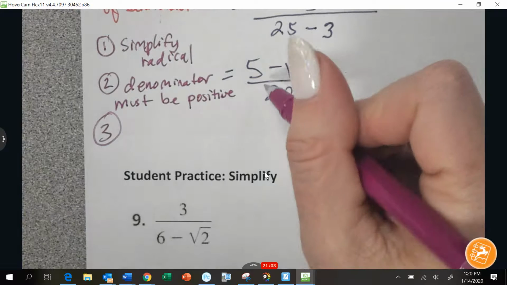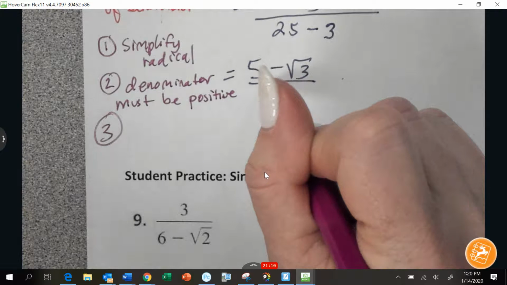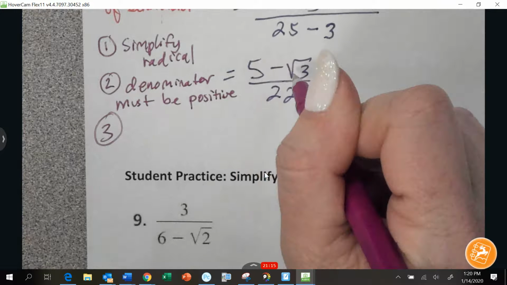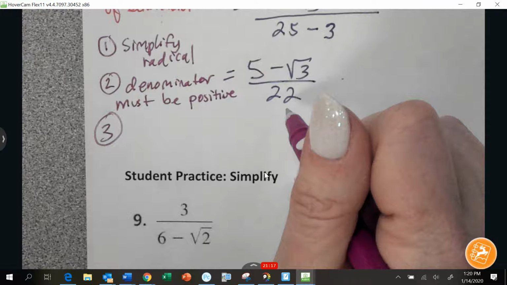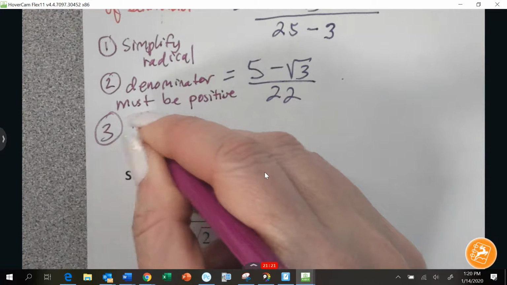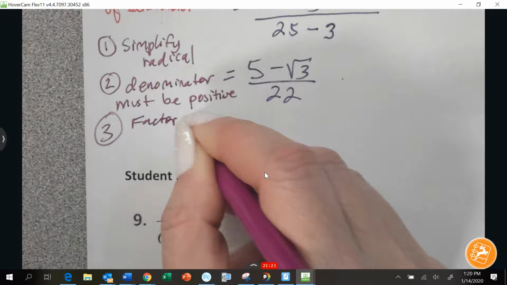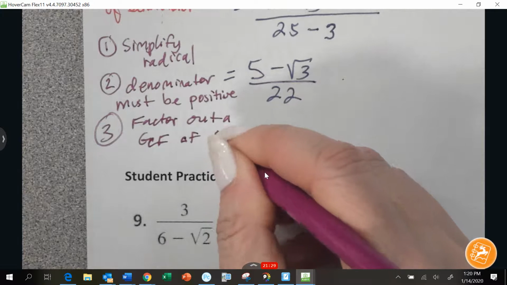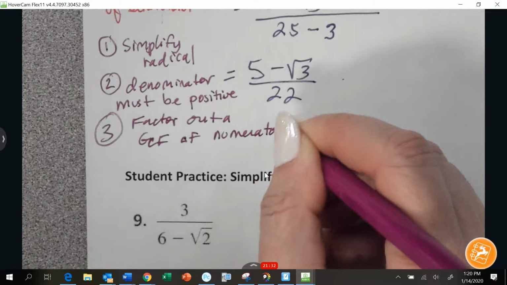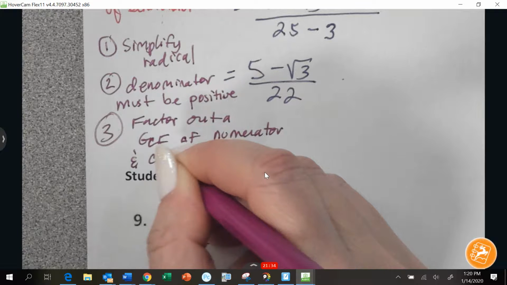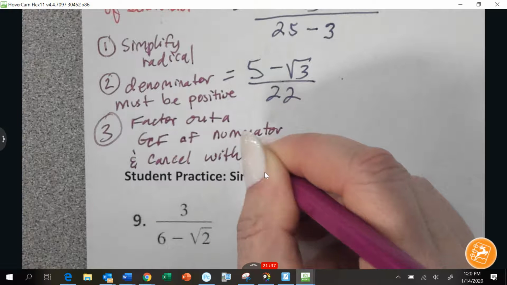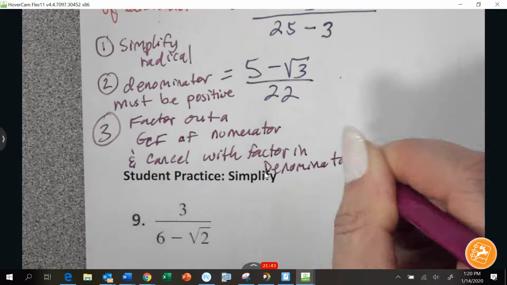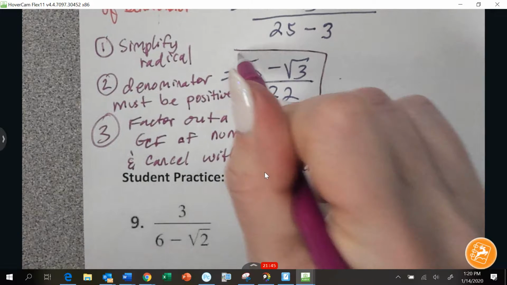You know Fifth Bell. You know them. All right. So what we have to do is we have to see if a number can be factored out of the numerator and cancel with a number that's factored out of the denominator. Factor out a GCF of the numerator and cancel with a factor in the denominator, which this one doesn't have. So this is the final answer.